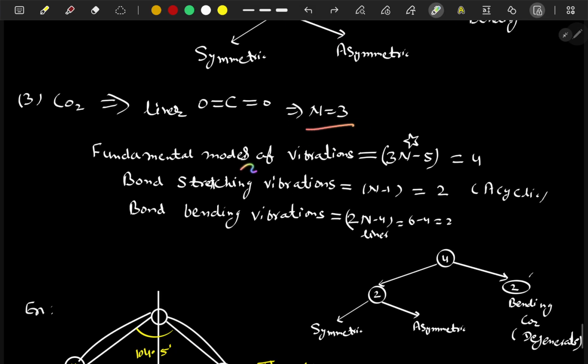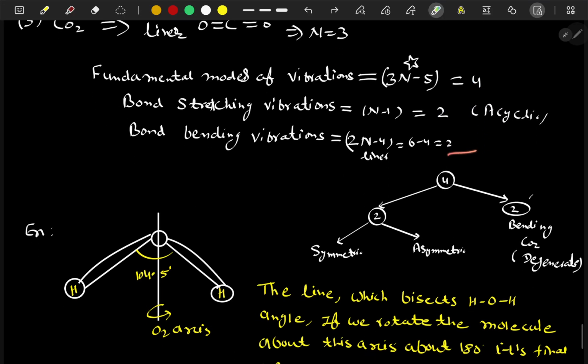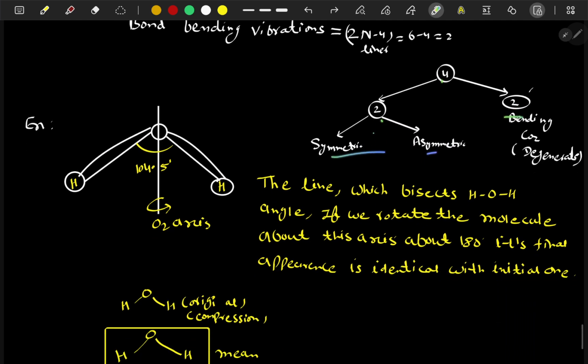Now for CO2, which is linear, the fundamental vibrations are 3n minus 5, which will be 4. Now bond stretching vibrations will be n minus 1, that is 3 minus 1 equal to 2 for acyclic. For bond bending vibrations the remaining are 4 minus 2 equal to 2. And among these 4, what will be there? 2 for bending and 2 for stretching, symmetric and unsymmetric.